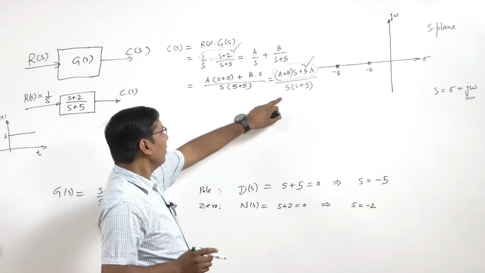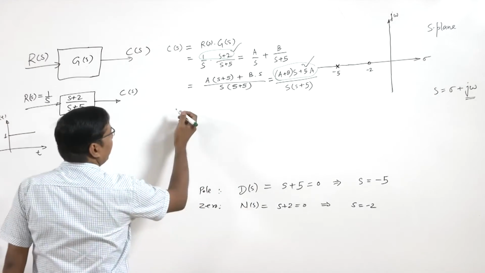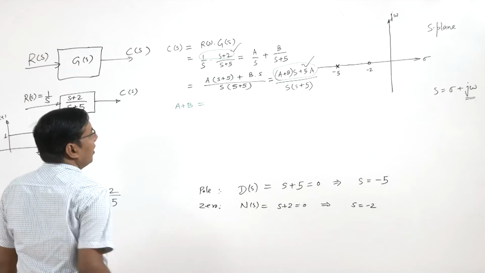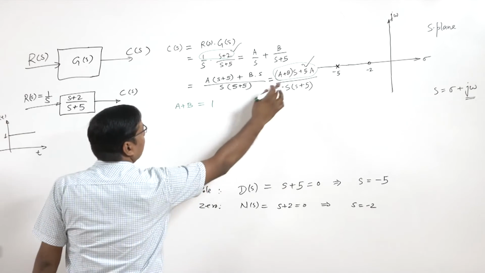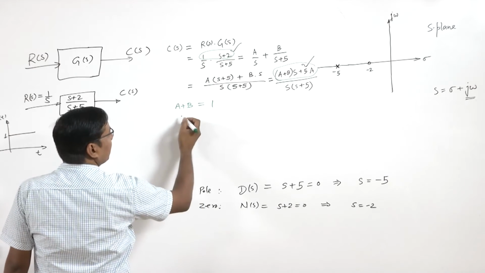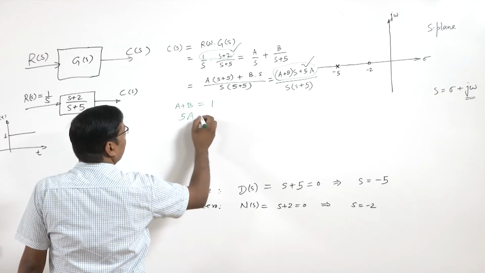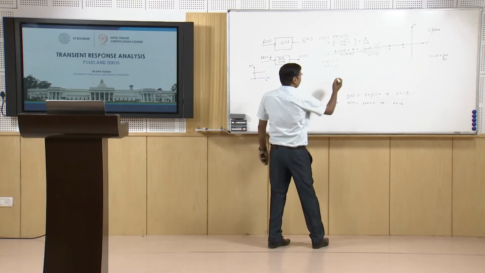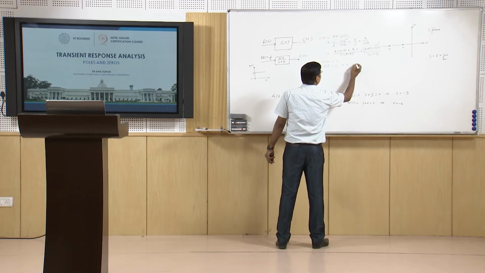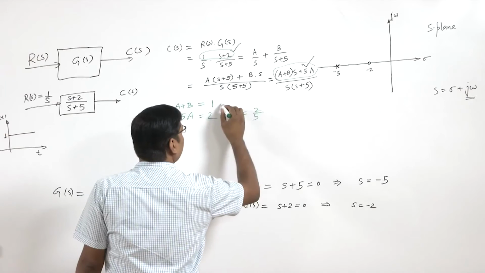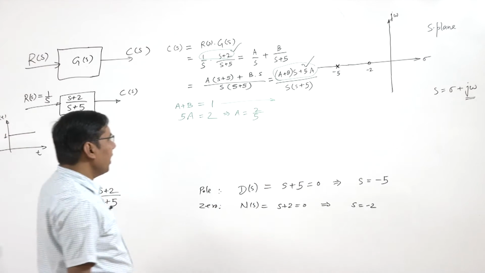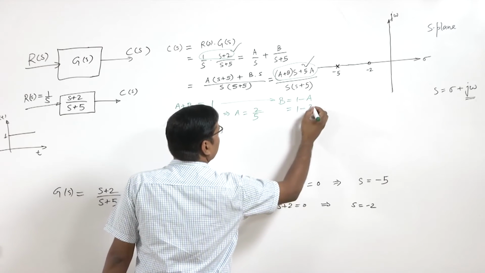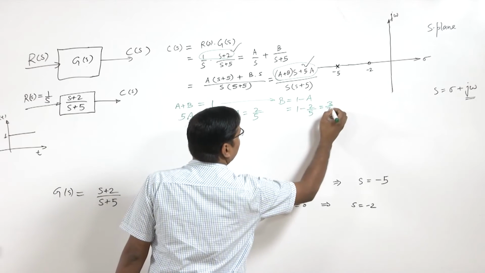When we compare these, the denominator is S(S plus 5) and the numerator here we find is S plus 2. So A plus B equals 1, because the coefficient of S is 1, and for the constant term, 5A equals 2. So here we get A equal to 2 upon 5. And from the other equation, we get B equal to 1 minus A, that is 1 minus 2 by 5, equal to 3 by 5.